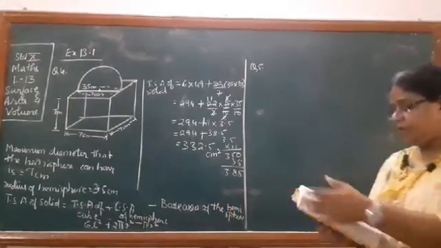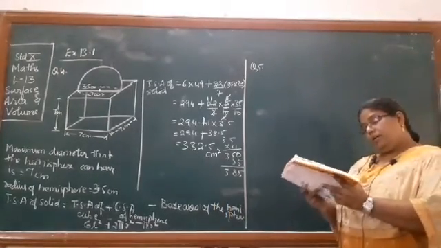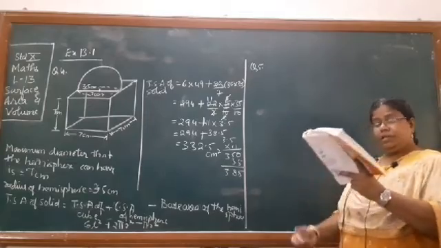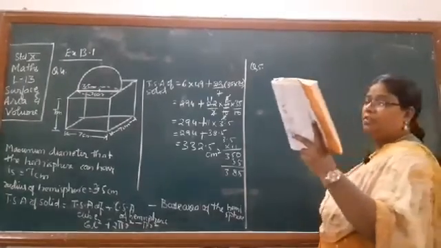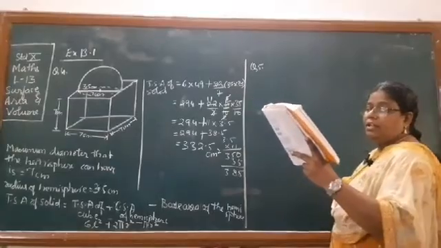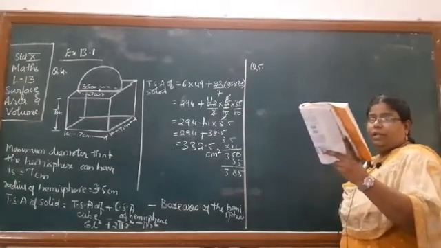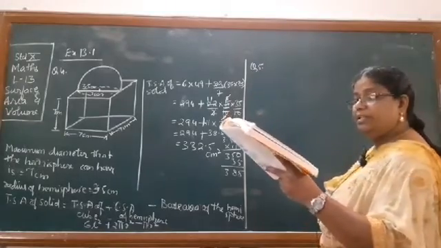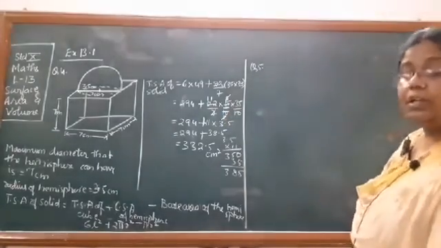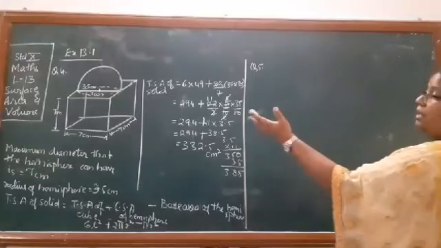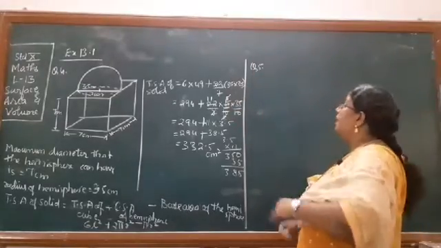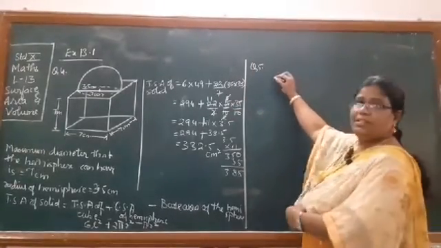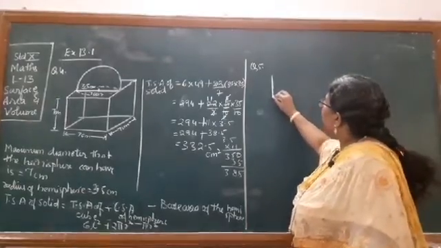Question number 5, what does it say? A hemispherical depression is cut out from one of the faces of a cubical wooden block such that the diameter of the hemisphere is equal to the edge of the cube. Determine the surface area of the remaining solid. Now here again, what was there earlier? Hemisphere was outside. Now they are saying that hemisphere is inside. Okay, so it is the same thing only.